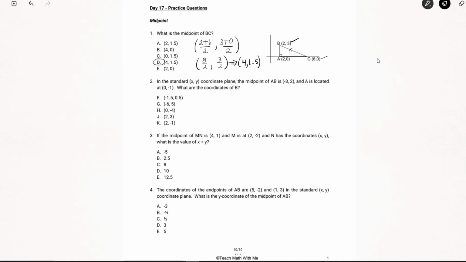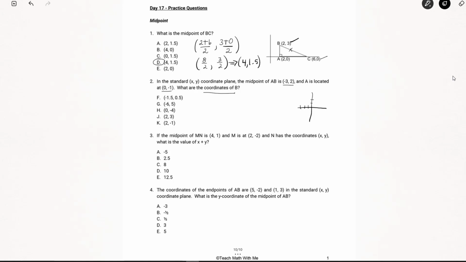Number 2, in the standard XY coordinate plane, the midpoint of AB is -3, 2, and A is located at 0, -1. What are the coordinates of B? So this time we're given the midpoint and 1 point, and we want to find the third point. You don't have to draw this out, but this will give you a visual as we're learning. So we have the point -3, 2.